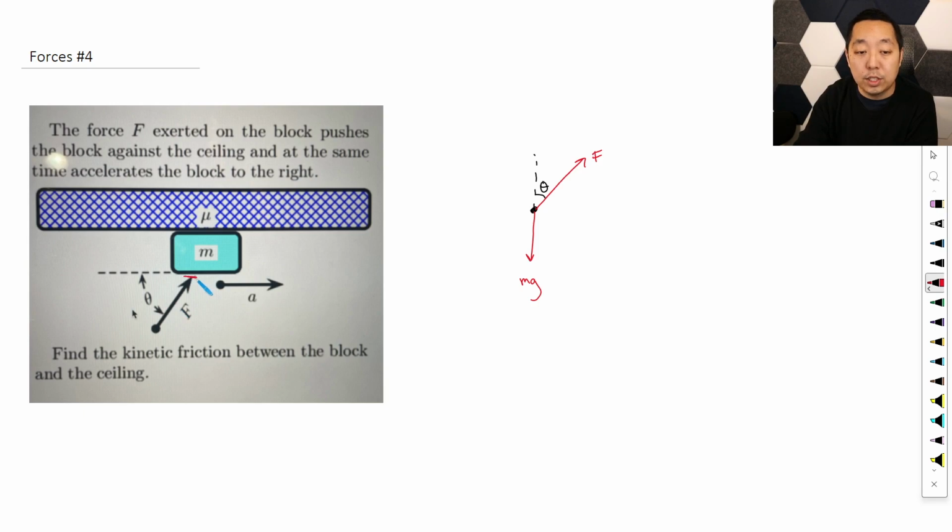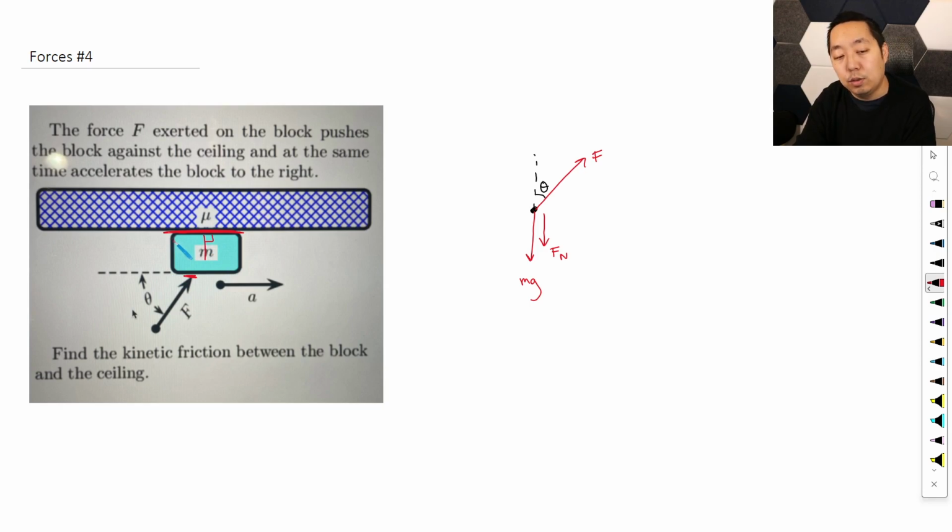What else is touching it? There's a surface right here. This surface can only push outward from the surface. It cannot pull, so the normal force is going to be downward because it has to be outward from the surface. That's the rule for the normal force. It cannot pull up towards the object into the wall or into the ceiling. It can only push away from it, so it's pushing downward, perpendicular.